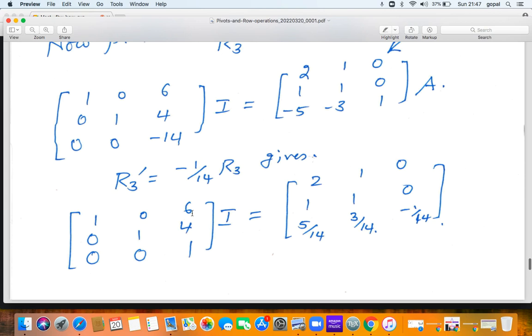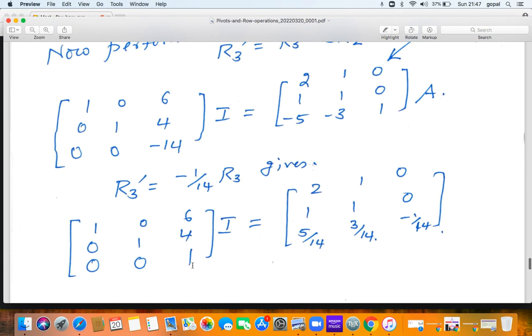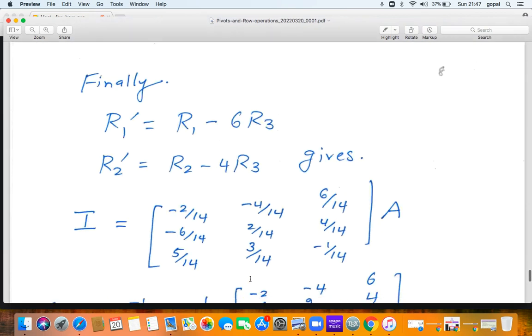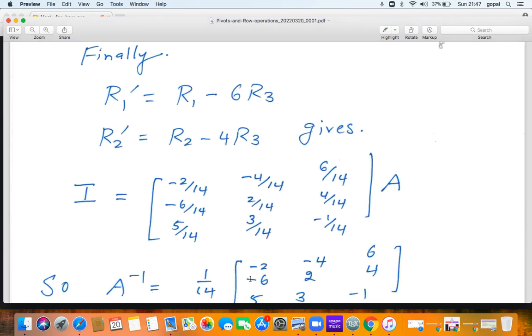Now you have to make this 1, 3 entry and the 2, 3 entry 0. So what row operations? R1 prime equals R1 minus 6R3. R2 prime equals R2 minus 4R3. That will make the left hand side I, and on the right hand side you get some matrix.